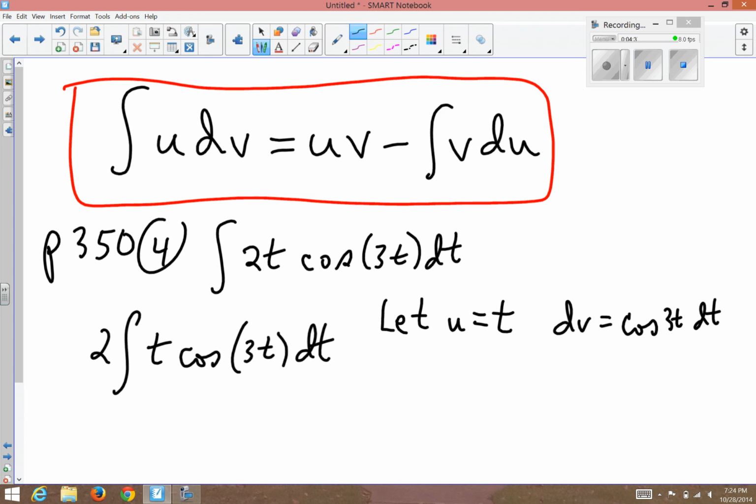So before we return to the original problem, we do things to both of these equations. For u equals t, we say if u equals t, then du equals 1 dt. From u equals t, it follows that du equals dt. And from dv equals cosine 3t dt, we're going to integrate both sides of that. The integral of dv is just v. And this integral actually requires integration by substitution.